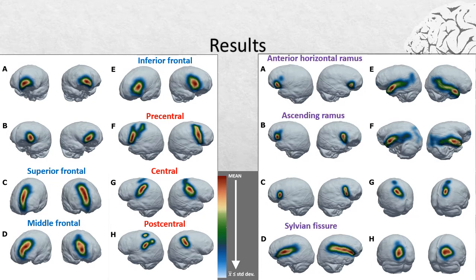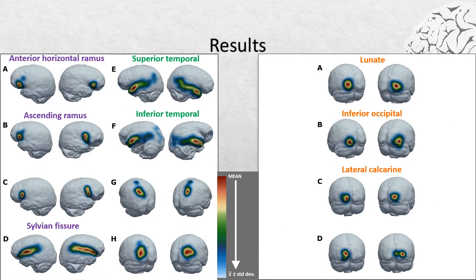Clear distributions were visualized for the anterohorizontal ramus and ascending ramus of the sylvian fissure, with a few outliers on the left hemisphere. Clear rostral distributions were identified for the temporal sulcus, with some outliers towards the posterior end. Finally, viewing from posterior, we had a clear red distribution for most occipital sulci, especially the lunate sulcus, the inferior occipital sulcus, and the lateral calcarine sulcus.